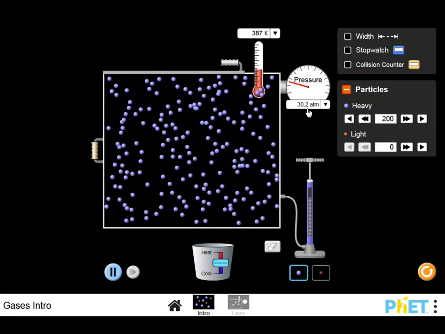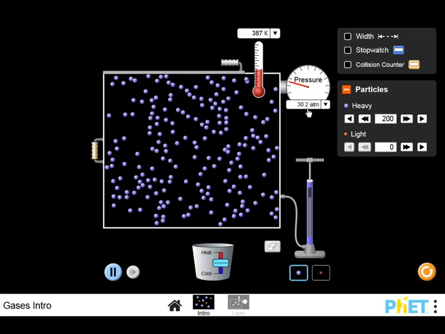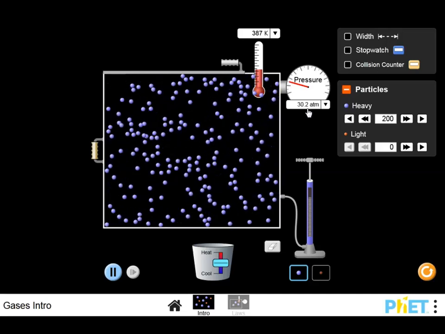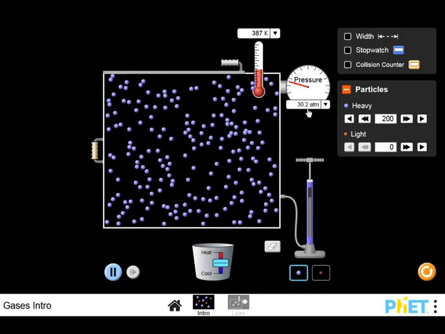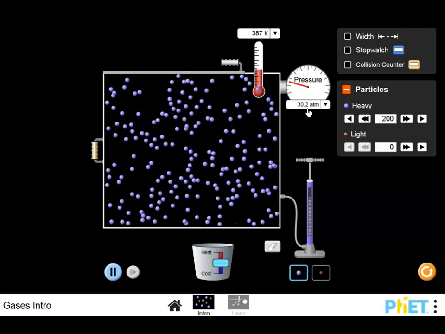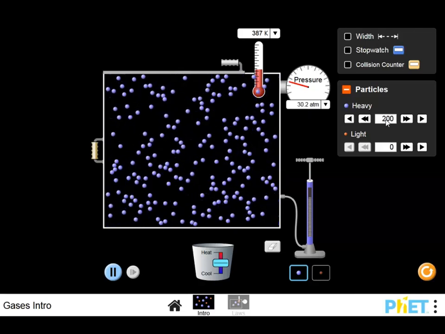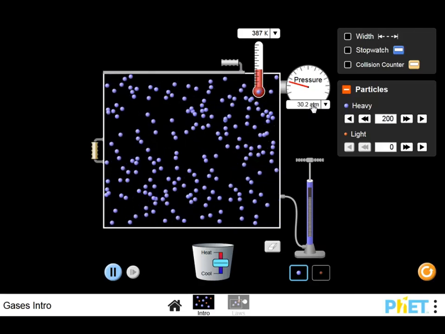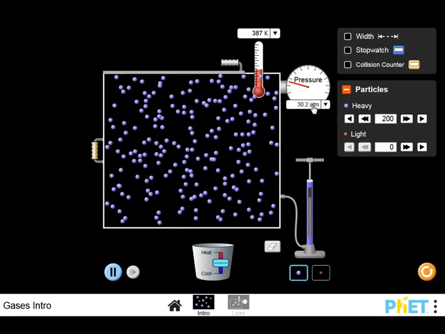And that's going to be true of any gas particle. Remember that ideal gases pretty much all behave the same. When they're ideal, they all behave the same, so it doesn't matter what the identity is. If I raise this to 300 particles, I should go up to 45 atmospheres.